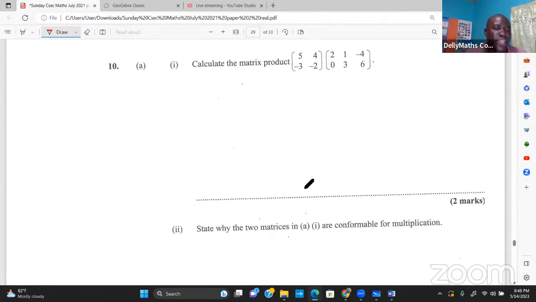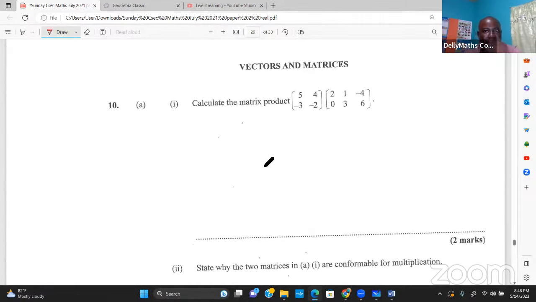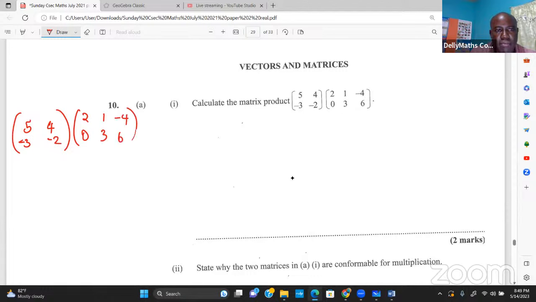We're at the last question. Matrices and vectors. Let's see what we have. Stay with me a little bit. It says, calculate the matrix product. The matrix product, remember it's row by column. So I could write them here. We have 5, 4, -3, -2, and we have 2, 0, 1, 3, -4, 6.